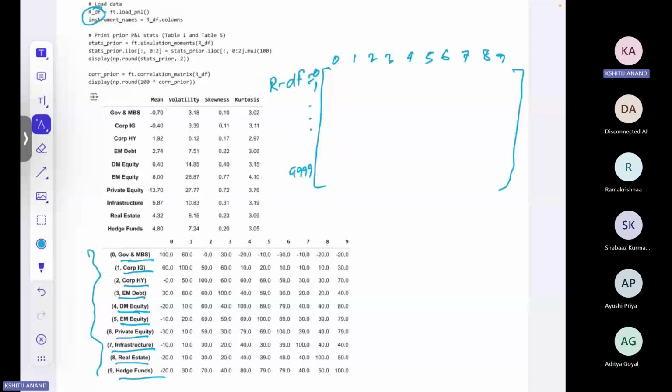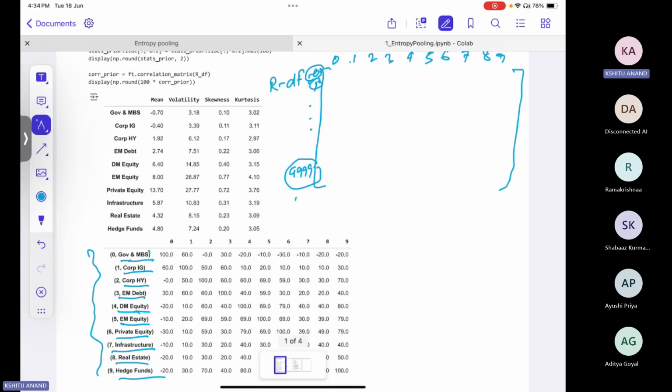Now, here you will have the returns: the return from the 0 scenario, the first scenario, the second scenario, up to 10,000 scenarios. So basically you have a return matrix over here. What is 0? 0 is basically government and MBS. So these are the 10 assets, and these are the 10,000 different scenarios, and R is your matrix. So you will be putting the return of 0, return of 1, return of 2, 3, 4, 5, 6, 7, 8, and 9, right?